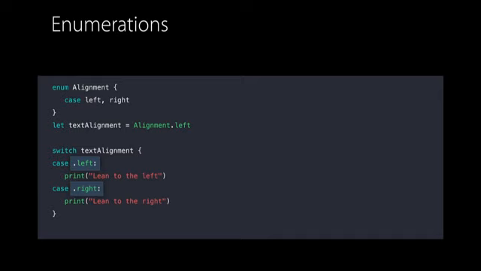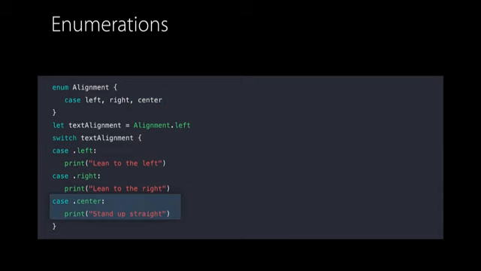Also, notice that there's no default case here. That's for the same reason you saw earlier. The switch already covers every possible alignment value, so there's nothing left for a default case to handle. Omitting the default case has a nice advantage. If you come back later and add a new enumeration case, but forget to update the switch, Swift will highlight the error until you add the missing code.